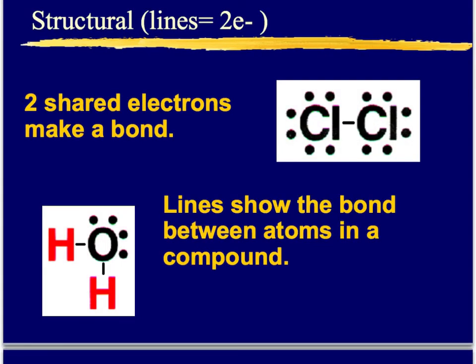So another way that we can show this sharing of electrons in Lewis dot structures is by writing lines in between each of the atoms, and it's just a shorthand way to write this. So a line is going to equal 2 electrons. So 2 shared electrons make a covalent bond, and lines show the bond between the atoms in the compound. So remember a second ago we had 2 electrons here and 2 electrons here, but now instead of doing the dots, we'll just draw the single line indicating that they're sharing that pair of electrons. And again, here we had 2 electrons a second ago, now we've just drawn a line in between indicating that the atoms are sharing that pair of electrons.